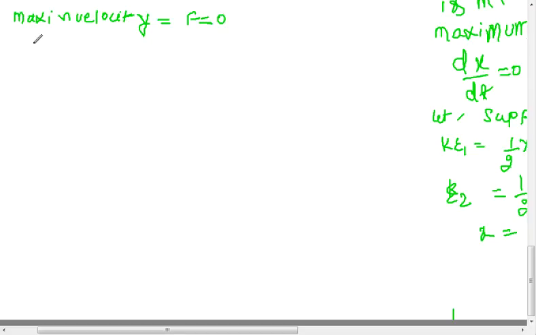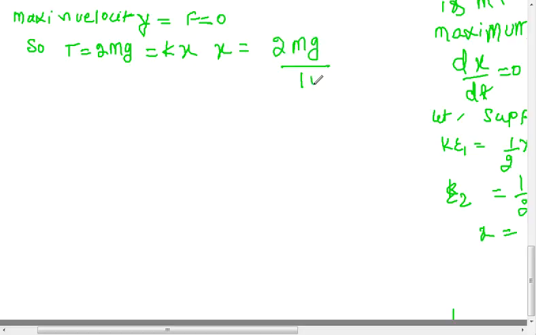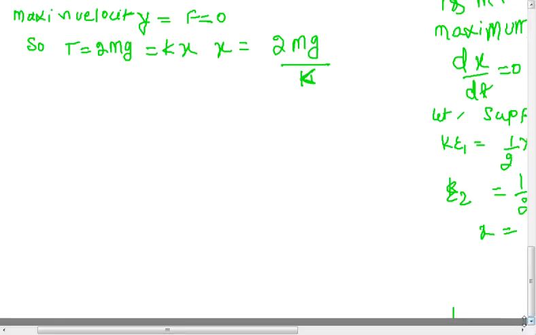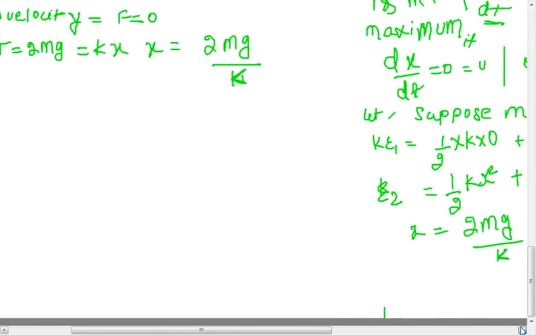So what we find, T is equal to 2 mg, and this is equal to kx. Okay guys, so what is the x? x is equal to 2 mg by k. So this is the displacement at maximum velocity.